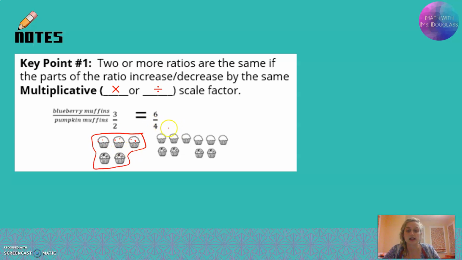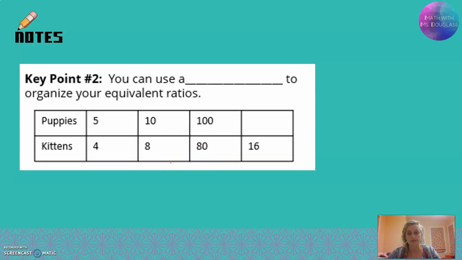Now this is the same as 6 to every 4 because I can see that I keep the ratio the same. Even though I have double the amount of muffins, it's not like I just added a bunch of random ones. I added them in the same ratio. 3 blueberry to every 2 pumpkin. That's what makes them equivalent.